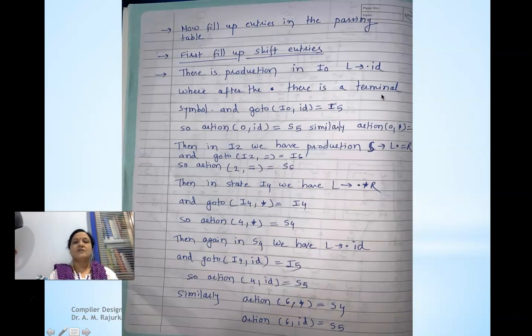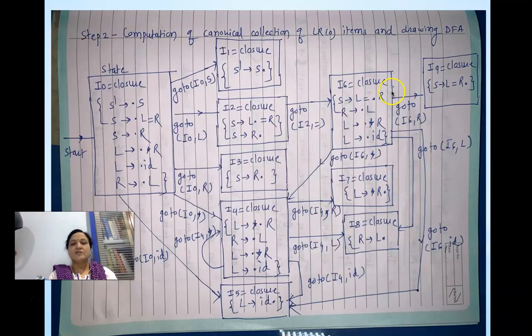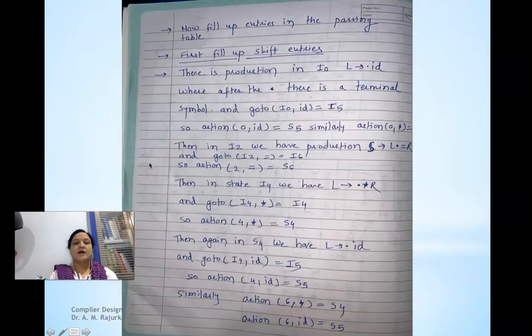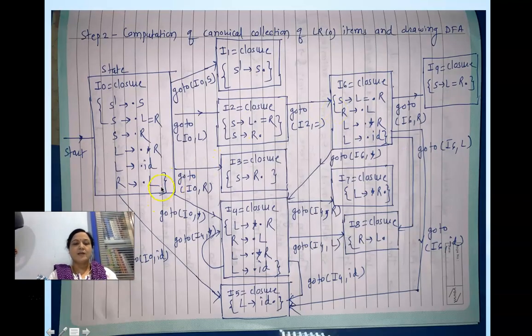So let's fill up the shift entries. For shift entries we have to check whether after the dot there is any terminal. Yes, these are the two productions. After the dot star is a terminal and after the dot ID is a terminal. So these two will lead to shift actions in the action table. So there is a production in I0, L tends to dot ID, where after the dot there is a terminal, and we have a transition from I0 on ID to I5. So see here, from I0 on ID we have a transition to I5.